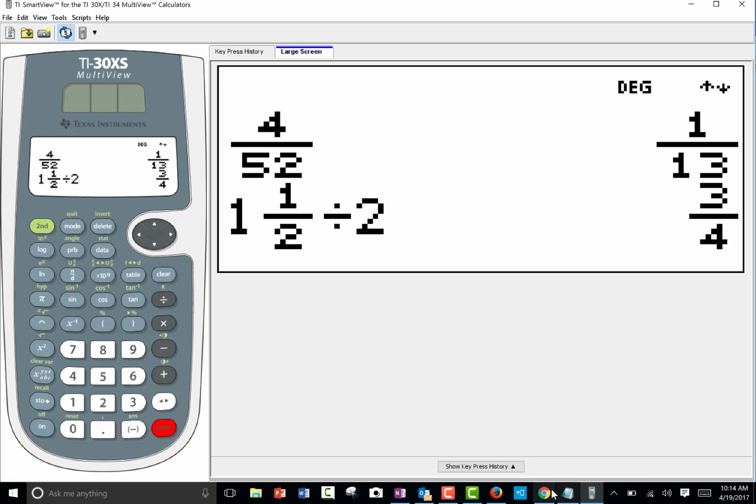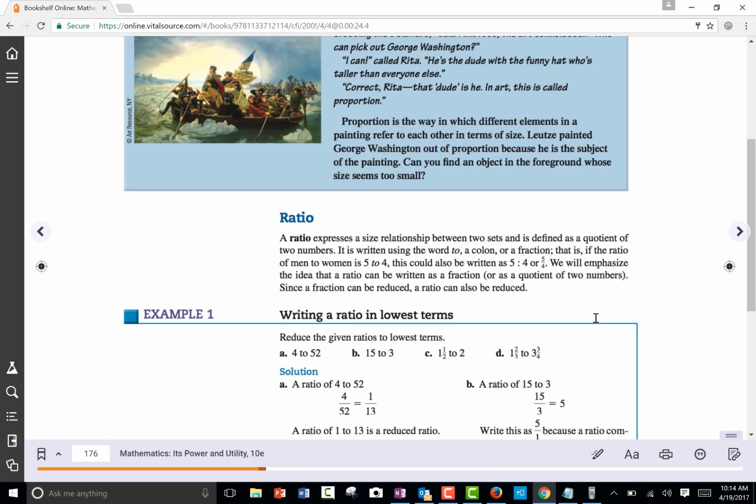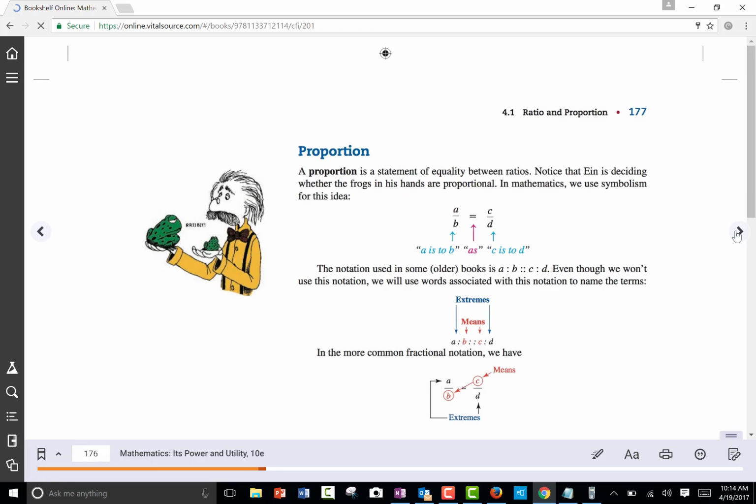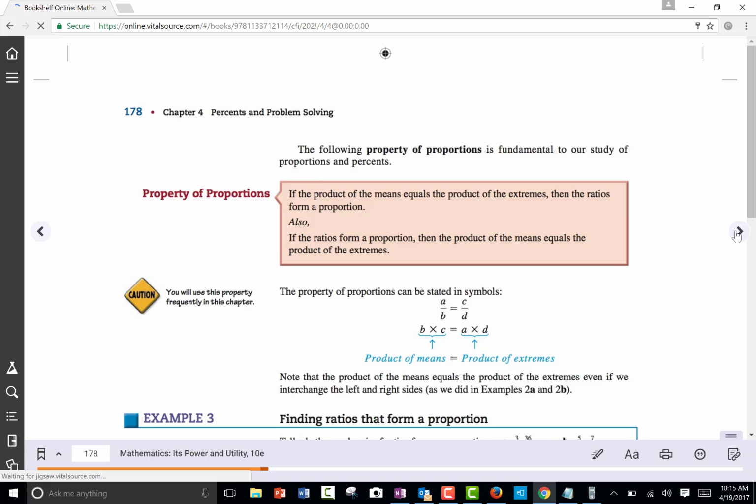So let's go back to our book. Page 177 will be the next page. And it says a proportion is a statement of equality between ratios. So you're going to have two ratios and they need to be equal to each other. If I look at a proportion and I want to make sure that they're equal, I can use the property of proportions, which is on page 178, and it says if the product of the means equals the product of the extremes, then the ratios form a proportion.